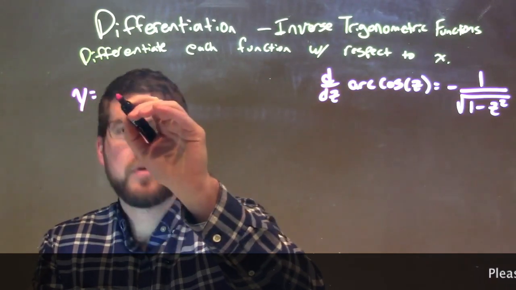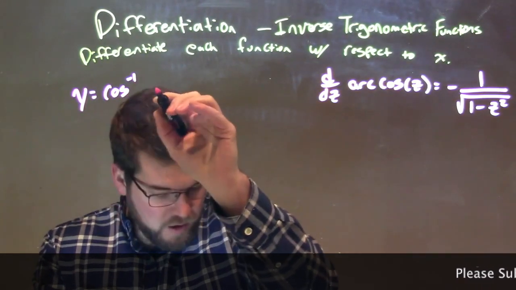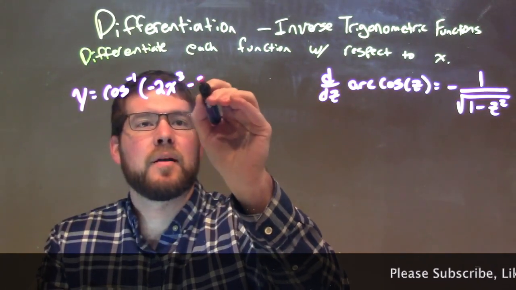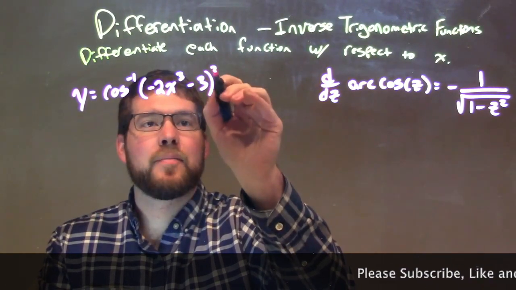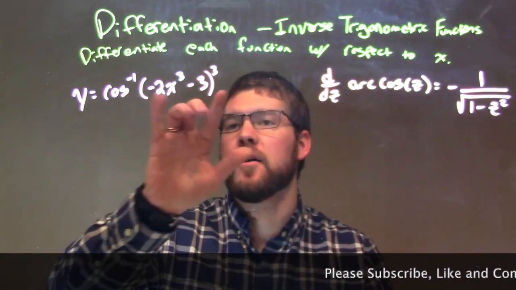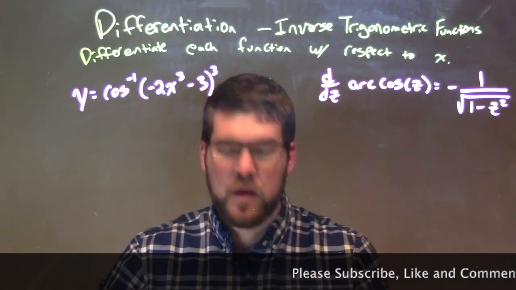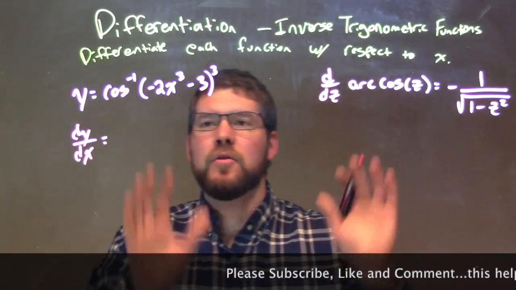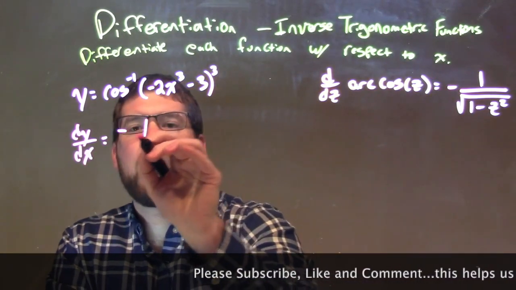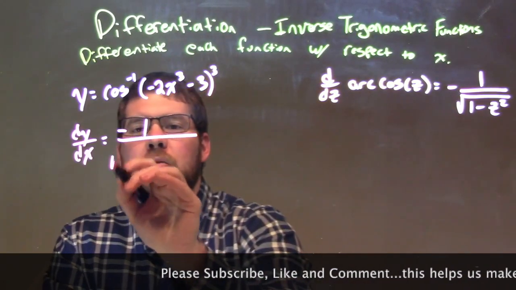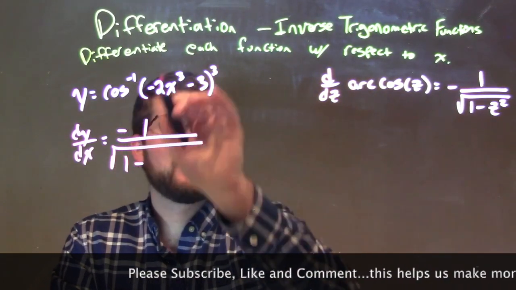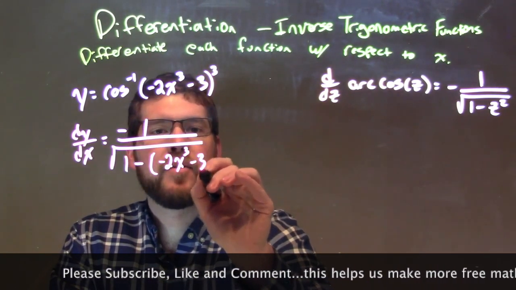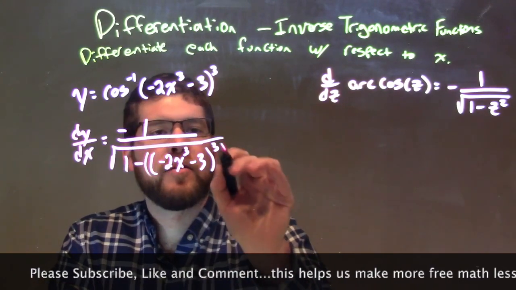y equals the arc cosine of negative 2x to the third minus 3, to the third power. Okay, now we're taking the arc cosine of all of this. So let's find the derivative dy/dx here. First thing, we're using our trig rule. So we have negative 1 over the square root of 1 minus all of this squared, negative 2x to the third minus 3 to the third power. Again, all of that squared.